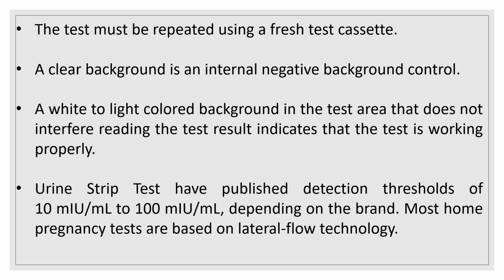A clear background in the internal negative background control, a white to light colored background in the test area that does not interfere with reading the test result, indicates that the test is working properly. Now there are many urine strip test kits available in the market. Some are very sensitive. Even if the urine contains only 10 milli international units per ml of HCG, they will be able to detect it. The range is usually from 10 to 100 milli international units per ml depending on the brand. Most home pregnancy tests are based on this lateral flow technology.